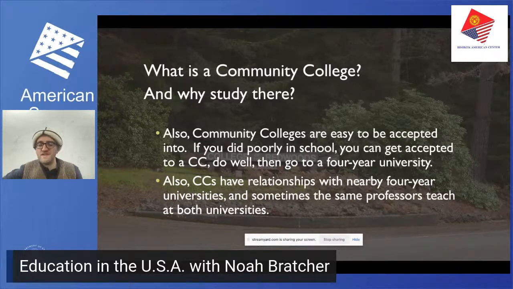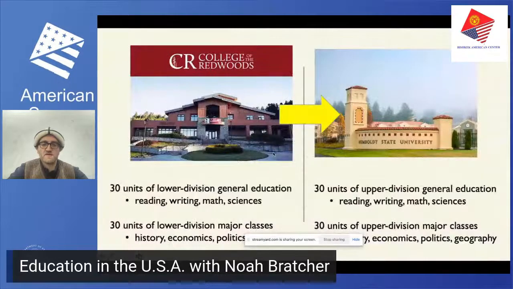So, some people, they didn't do good in high school. They want to go to a nice university. So they find the community college that's associated with that university. They go there for 2 years. They do really well. They get good grades. Then they transfer over to a 4-year university. It's a good option. So this is what I did.